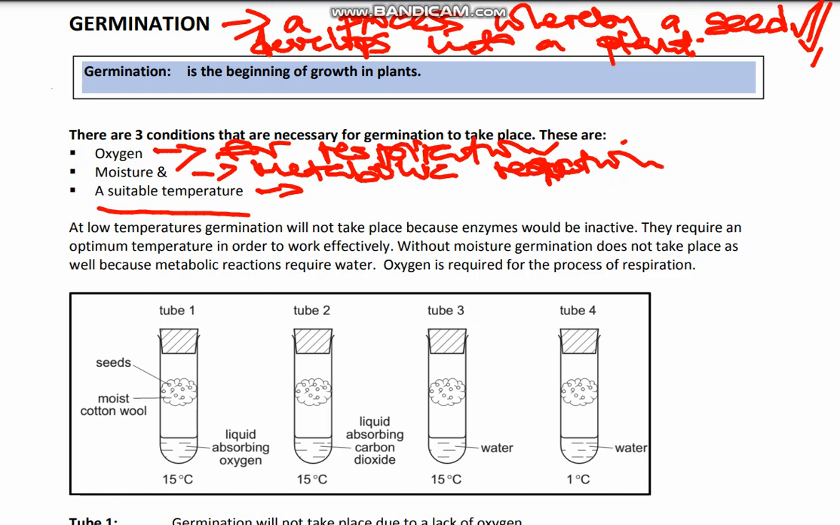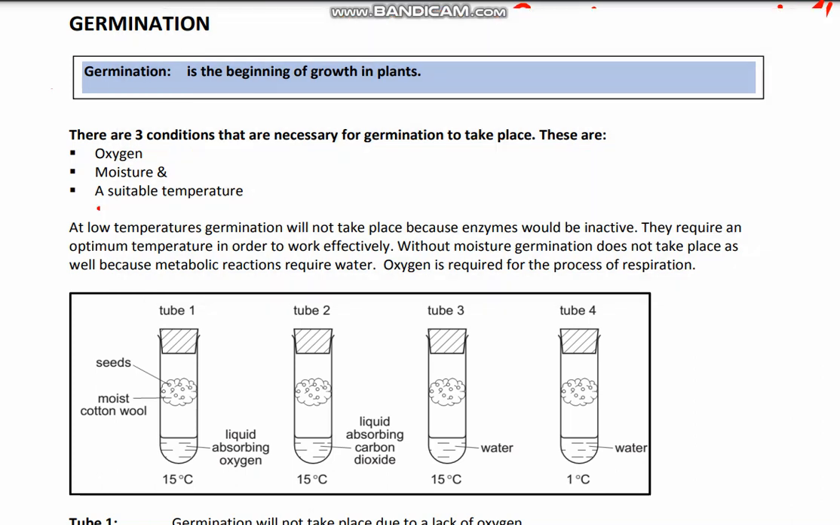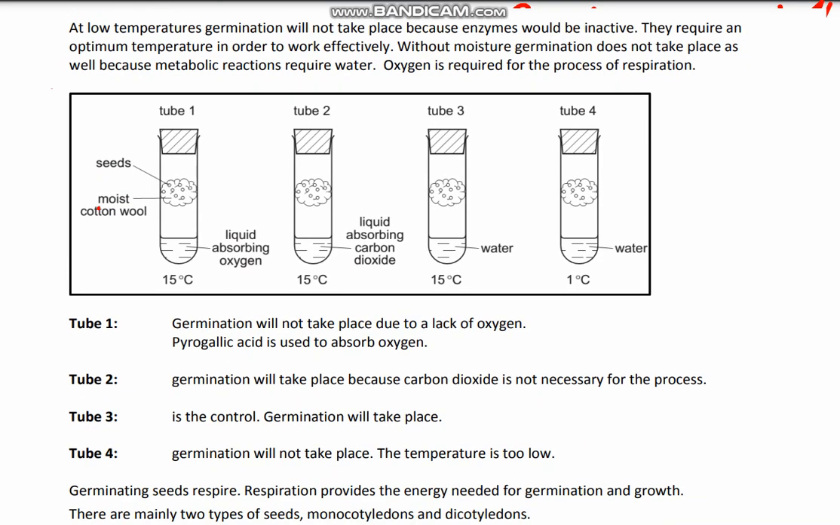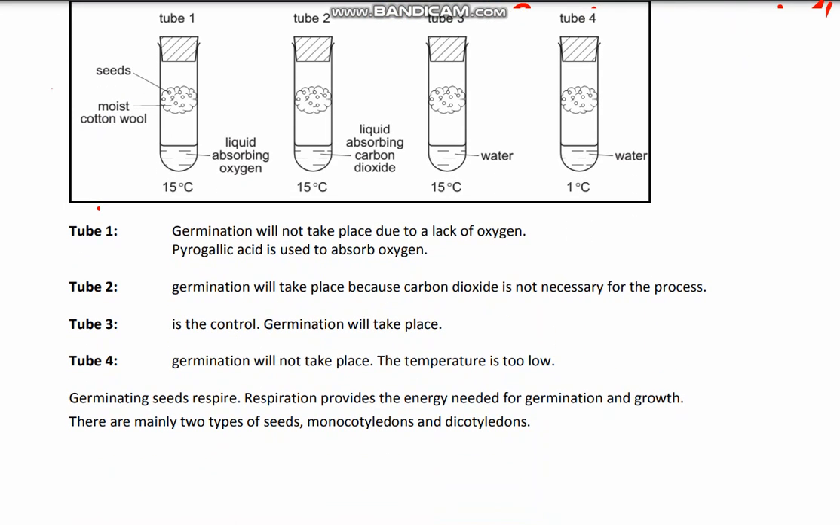So let me just help you with this experiment that I have, and I'm going to explain to you what is really happening in this one. So stay tuned. All right, as you can see, this is the experiment that we have. We have about 4 test tubes. The first test tube contains seeds.